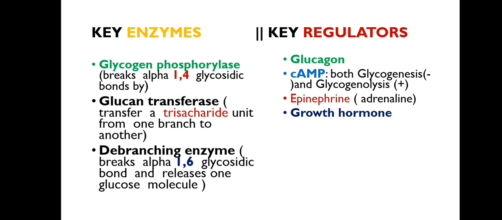Apart from that, I also need you to know, I'll explain how this particular molecule is formed, the cAMP. It simply means cyclic adenosine monophosphate. Now, this molecule actually regulates both glycogenesis and glycogenolysis. But you've seen that I've put a negative sign on glycogenesis, meaning it inhibits glycogenesis and it promotes glycogenolysis.